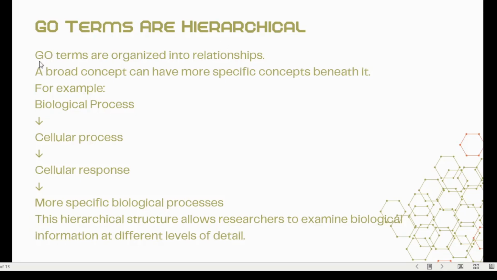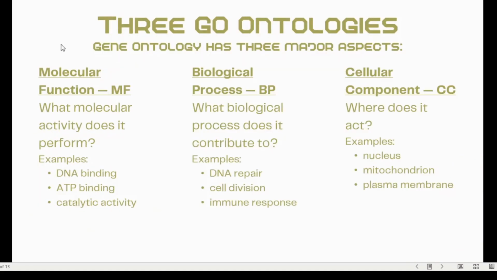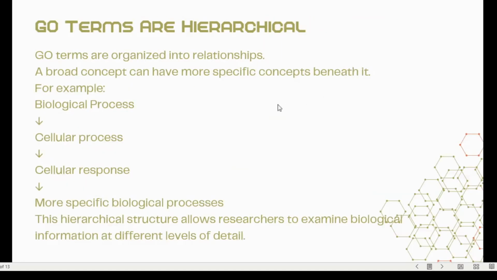Now GO terms are hierarchical. GO terms are organized into relationships. A broad concept can have more specific concepts beneath it. For example, a biological process, then cellular process, then cellular response, and then a more specific biological process. That doesn't mean we only have to mention these three levels; we can go further, deeper into it. This hierarchical structure allows researchers to examine biological information at different levels of detail.